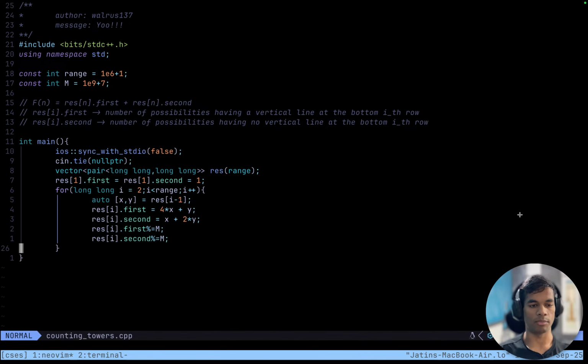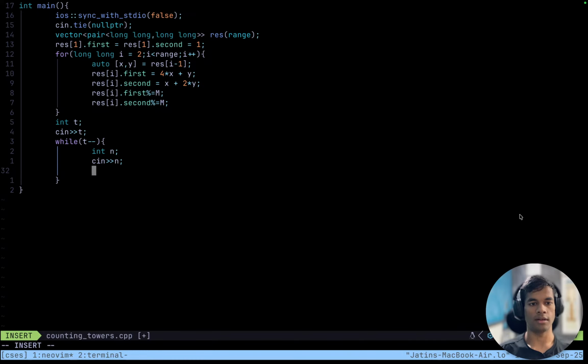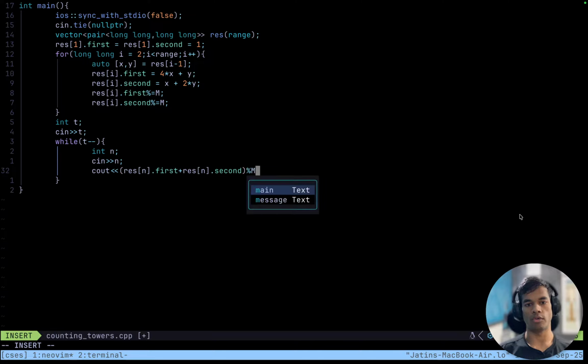And yeah, after pre-computing the answer, int t, cin t, the number of test cases, while t minus minus, int n, cin n, and cout, just output res n dot first plus res n dot second, take mod with m and new line.